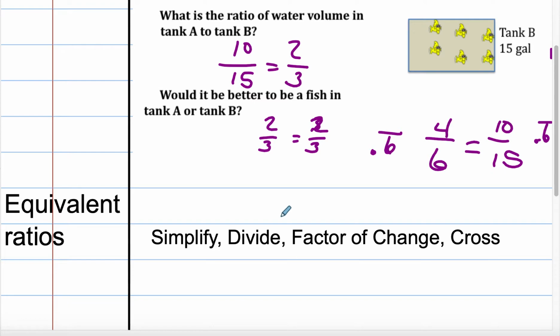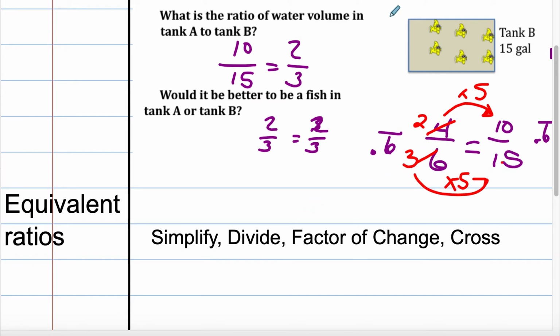I could use the factor of change, if you remember how to do that, which would be our proportions from last year. How do we go from here to here? Well, 4 and 10 don't play nice, so we simplify, times 2, or divide by 2. So now 2 times 5 is 10, and 3 times 5 is 15. Since the factors of change are the same, those would be equal.